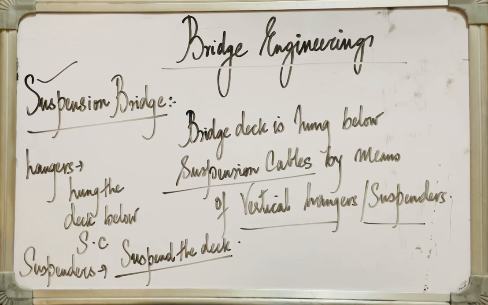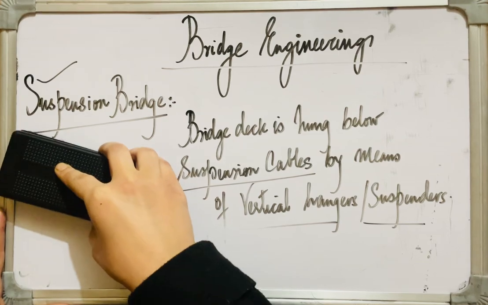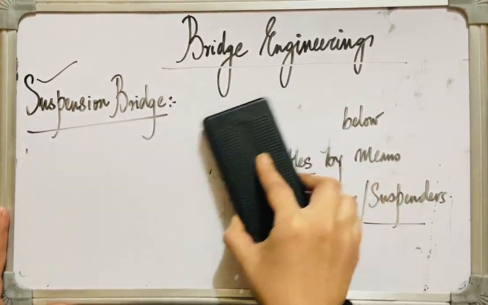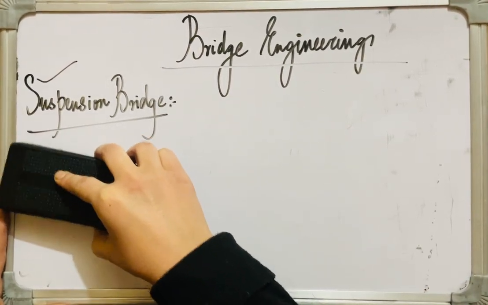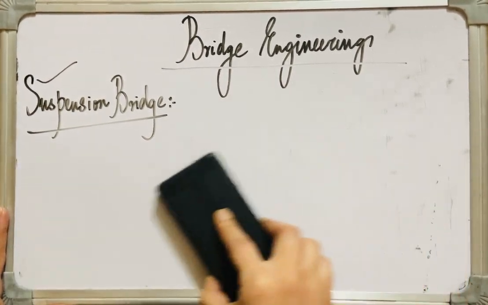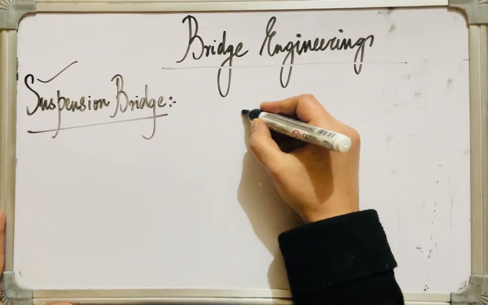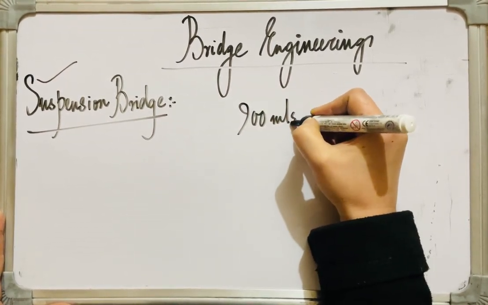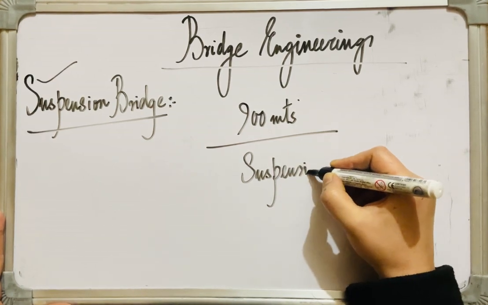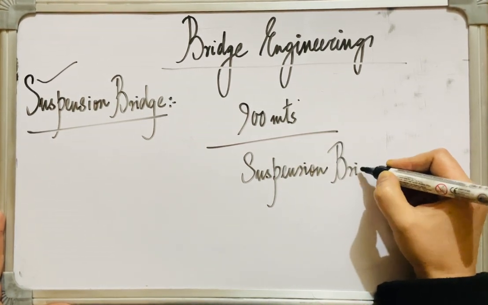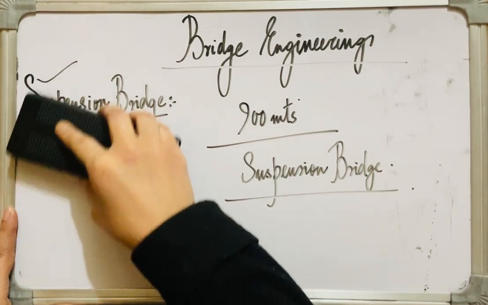All right, and this network of cables essentially eliminates the need of intermediate piers, and that's why suspension bridges are the solution for creating longest spans without need for intermediate supports or piers. Spans in excess of 900 meters can only be created employing a suspension bridge. All right, we discussed each and everything in detail in the previous video lecture. You can watch that video before watching this video.